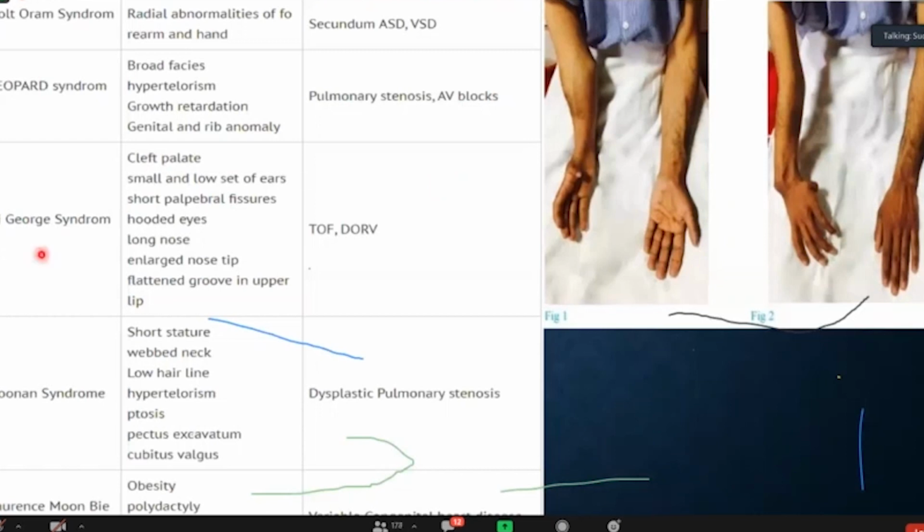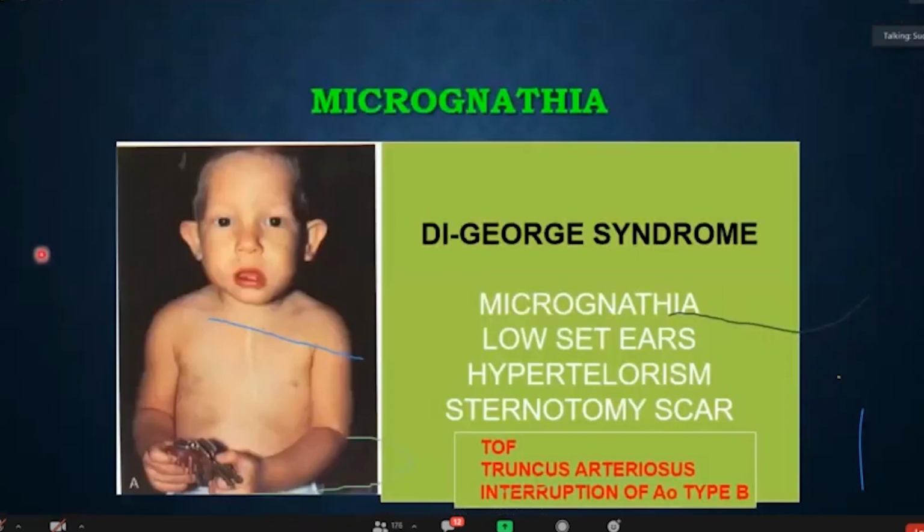Next thing is DiGeorge syndrome. Why this is important is that in all the patients, I think now it has become a routine recommendation, in all the patients with TOF, you have to do a genetic analysis and rule out DiGeorge syndrome. Or sometimes when in the X-ray you think the thymus is absent, or you do a blood level, see if hypocalcemia is there, do genetic testing, a 22q11 deletion and all, rule out DiGeorge syndrome. What do you get? You get micrognathia, again low set ears, hypertelorism, and then there was a sternotomy scar there. So hypertelorism, low set ears, micrognathia are features of DiGeorge syndrome.